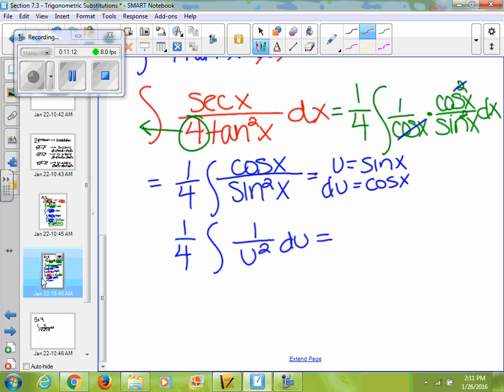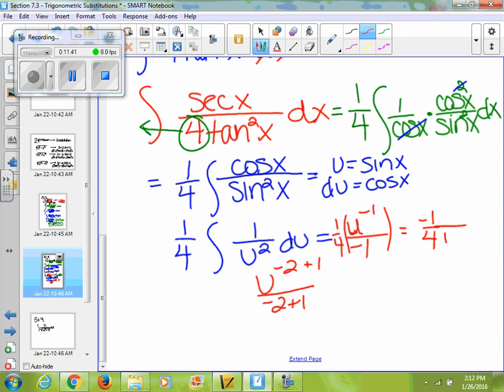And what's my integral of, well, this is like u to the negative 2. What would be my integral of u to the negative 2? U to the negative 1 over negative 1, right? Because I just add 1 and divide by that plus 1. I still have my 1/4 out front. And so if I simplify that, I get negative 1 over 4u. So I move that u to the bottom. And u, in this case, was sine. So negative 1/4 sine of x.